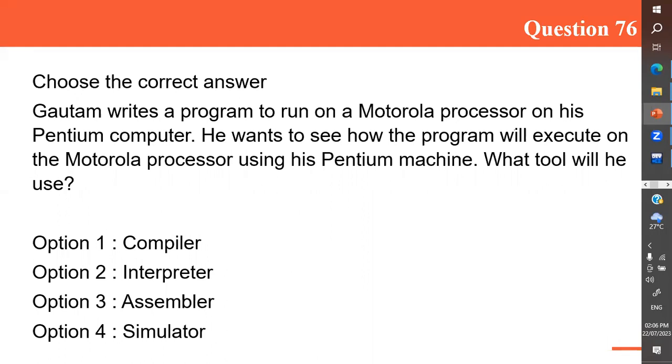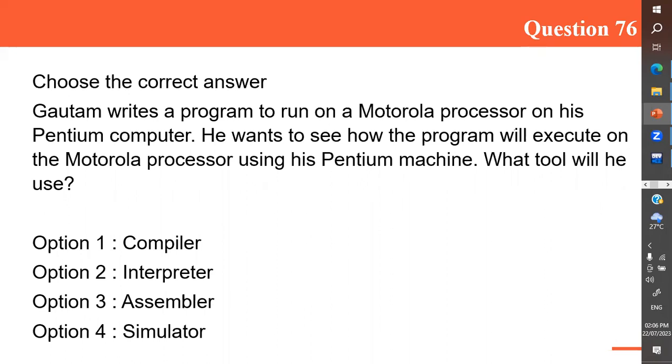In simple words, I can tell it is processors. Cannot get into more detail. A lot of things are there if I have to talk about them. But the simple idea is, okay, type of processor. That only we have to know. Actually, the answer is simulator here.